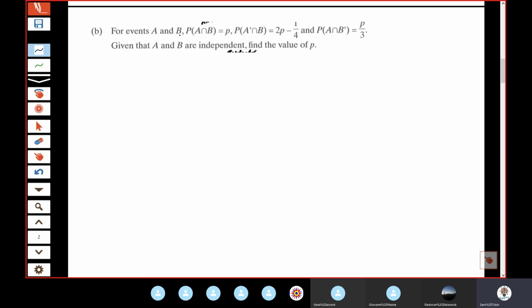All right, so for events A and B, the probability of A and B equals P, the probability of not A and B is equal to 2P, and the probability of A and not B is equal to P on 3, whatever, given that A and B are independent, find the value of P. The fact that they're independent events means they don't depend on each other. So the probability of one and the other is the probability of one multiplied by the probability of the other event.